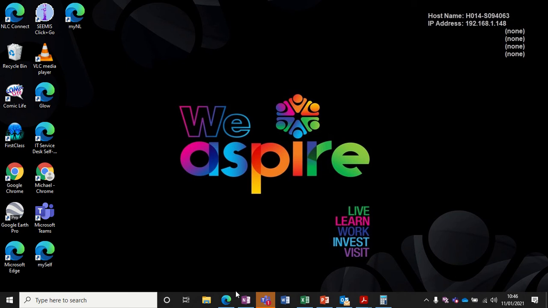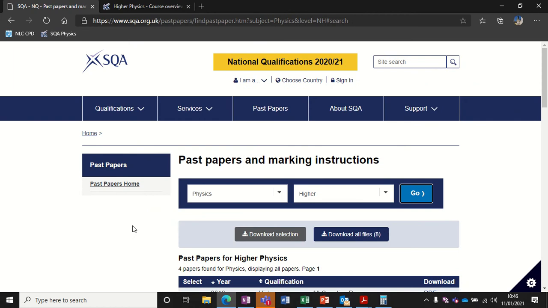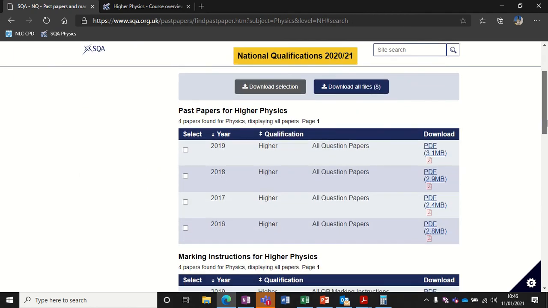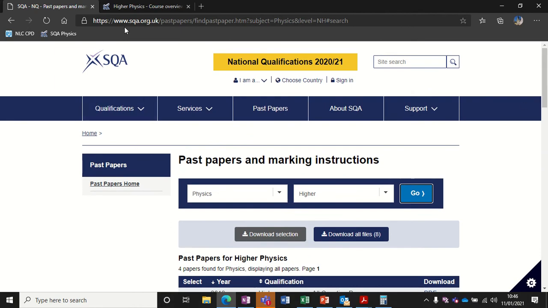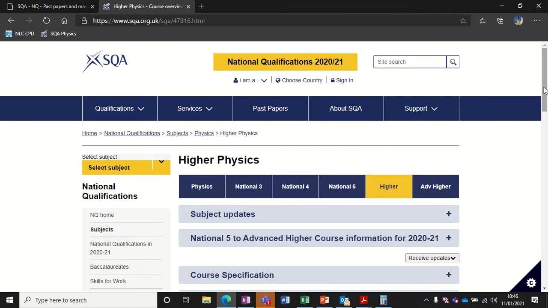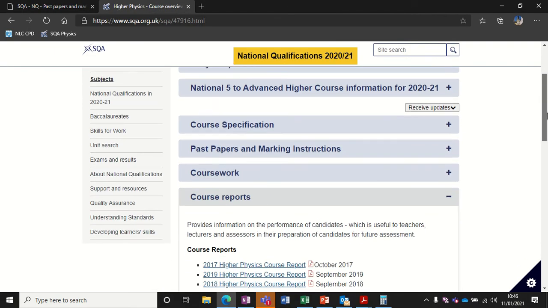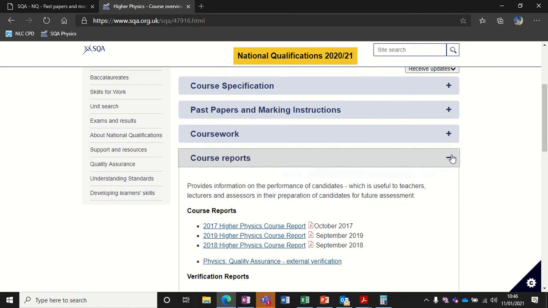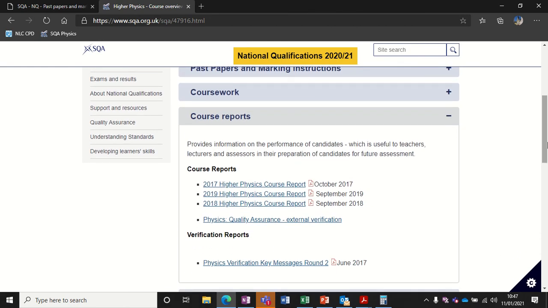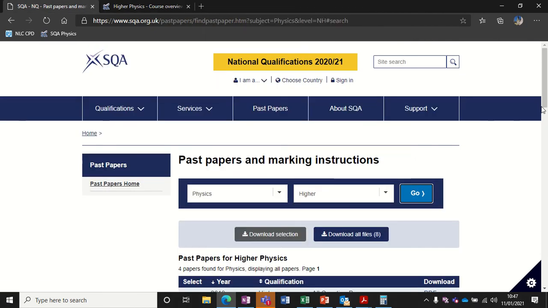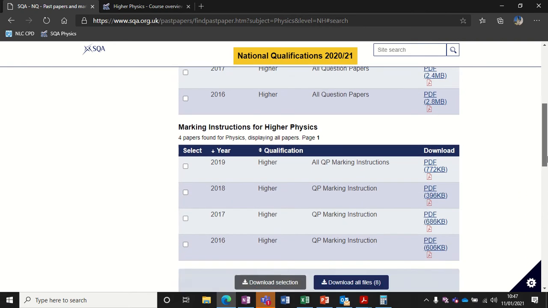So you're going to open up a web browser and you're going to access the past paper and marking instructions from the past paper service as normal. And you're also, from the Higher Course Review page, going to access the course report, which is in this drop down here, which you may have seen before but maybe not given much thought to. So I'm going to use the 2017 course report, and equally I'm going to use the 2017 past paper and marking instruction.